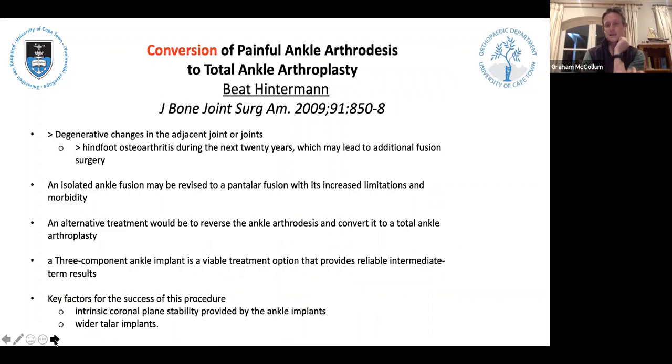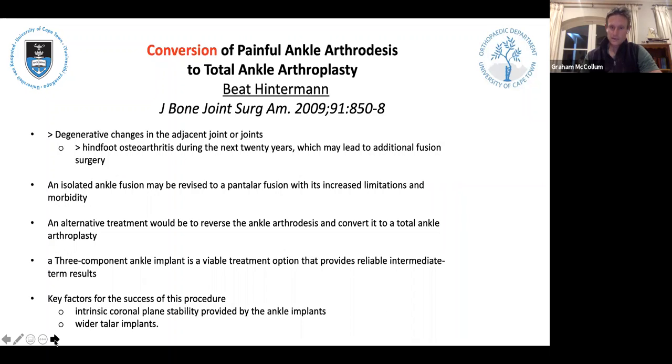What about a takedown ankle replacement? It's a common question when patients say, "I've had an ankle fusion. Can I change it to an ankle replacement in time?" And the answer is yes, you can. The results range from spectacular to terrible and quite hard to predict.